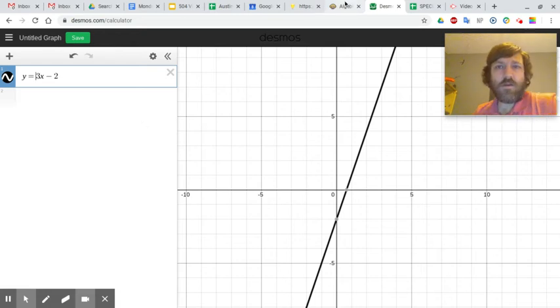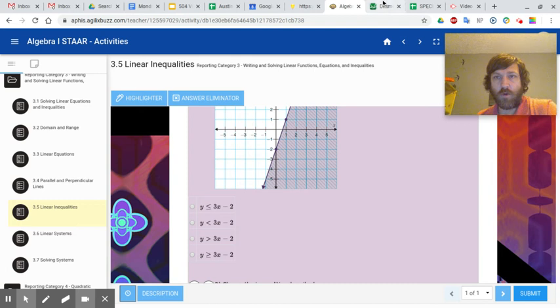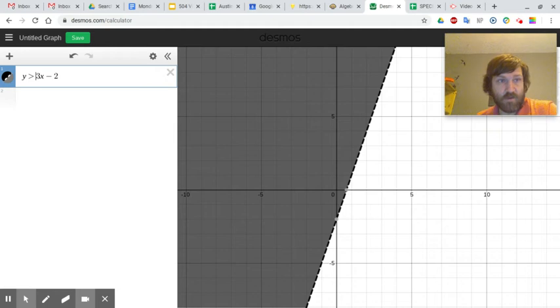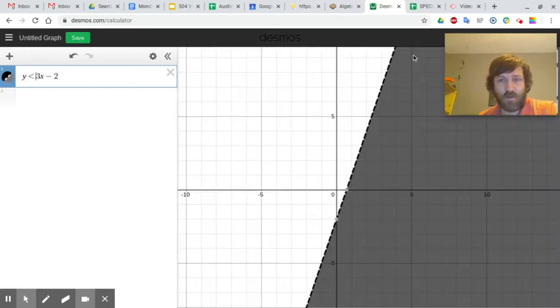So now how do I type these various symbols? They're on the keyboard, next to your M. You see the little arrow buttons, the inequality symbols. If I want to do greater than, for instance, I would get y is greater than 3x minus 2. Or I can do less than, and it'll give me a shading below this way.